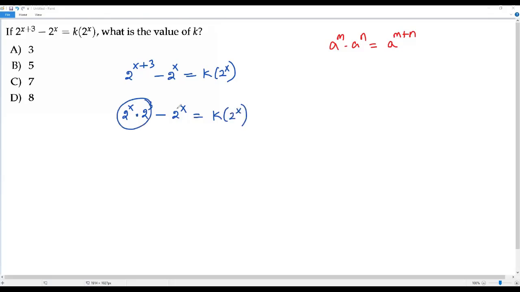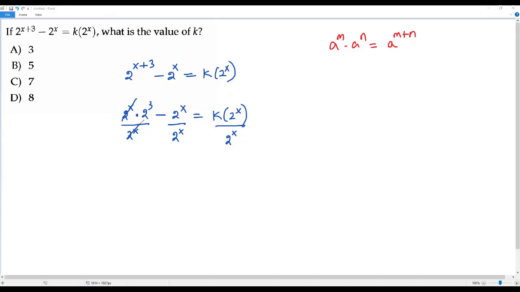Here each term is a multiple of 2 to the x power, because this one contains 2 to the x power, this one contains 2 to the x power, and this one also contains 2 to the x power. Since each term contains 2 to the x power, we can divide each term of this equation by 2 to the x power. Let me do it. Let me divide the first one by 2 to the x power, this one by 2 to the x power, and this one by 2 to the x power.